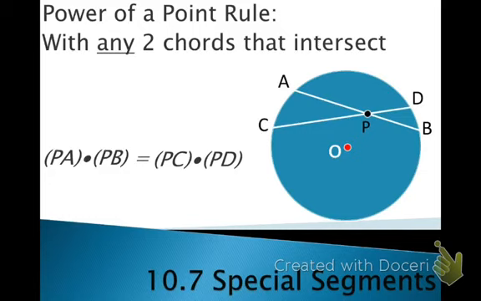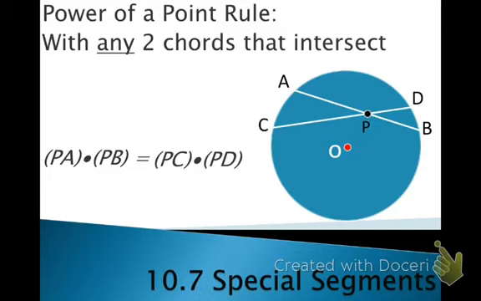All right, and this makes sense if we think about that power of a point rule, right? PA times PB would be the power of point P, and PC times PD would also be the power of point P, and it would only make sense that those powers are equal if they're both intersecting that same point. So if we have 2 lines in a circle that intersect each other, you can multiply the value of each side, and they will be equal to each other.